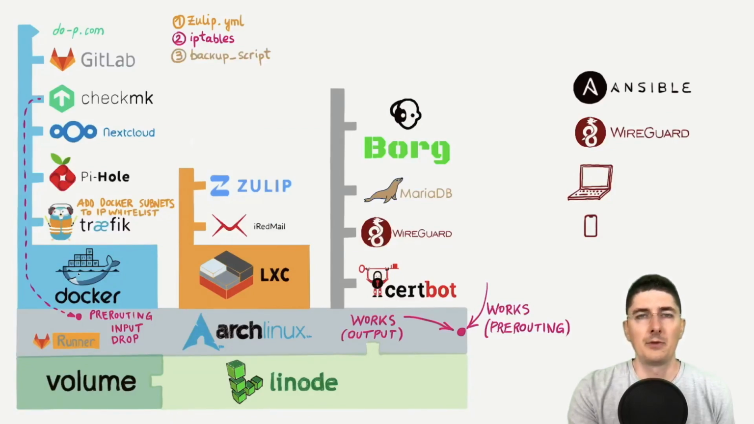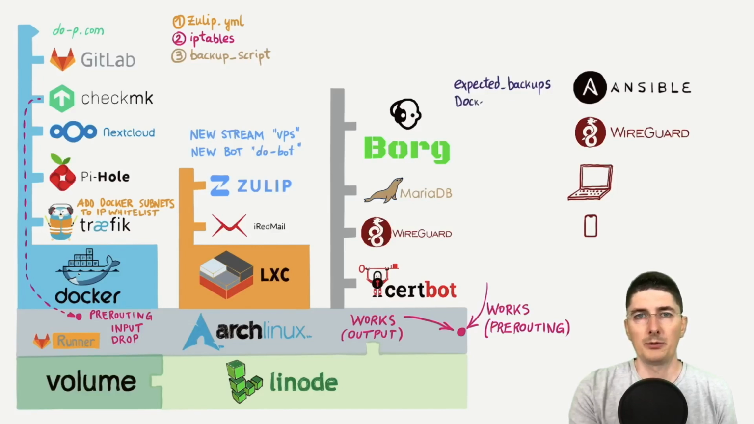subnets. We've then created a new stream in Zulip, VPS, we've added a generic bot, do-bot, and we've created an expected backups file with a list we'll use for comparison with the state in MariaDB. With the help of the Dockerfile, we've created a Docker image.